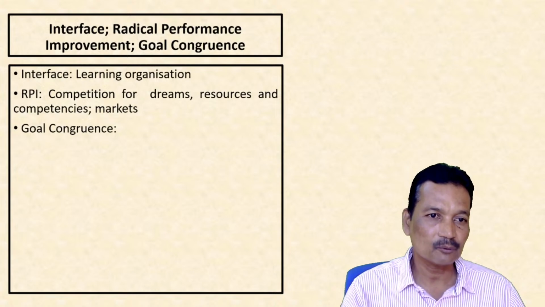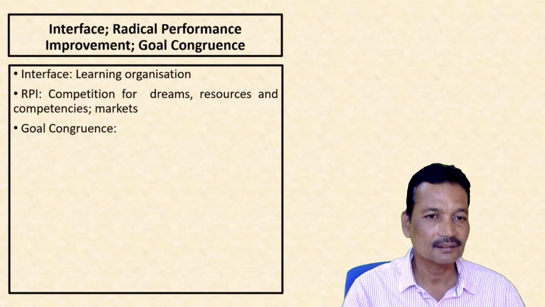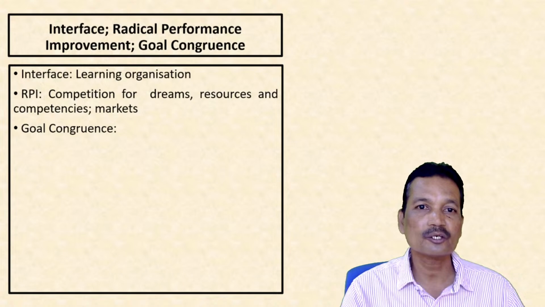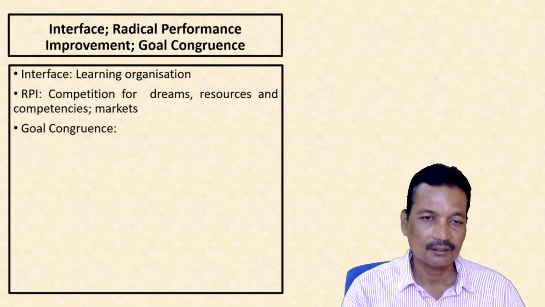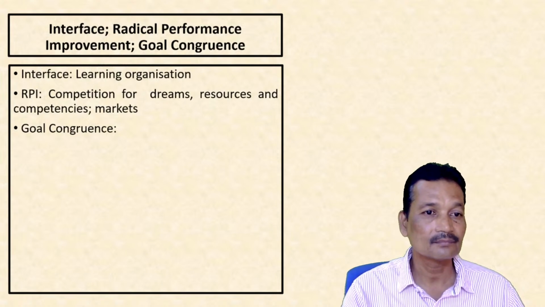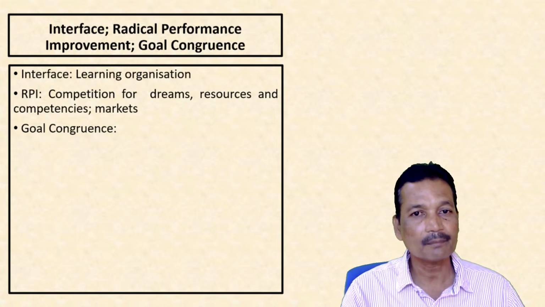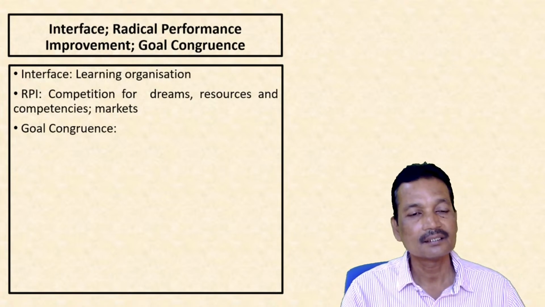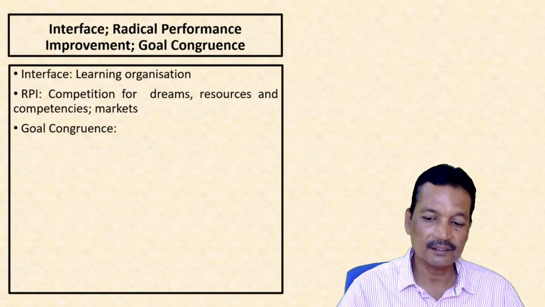When talking of radical performance improvement, we try to compete for dreams, resources, and markets. So every organization always tries to move to the top of the ladder. Top of the ladder means how it can become the best. So we dream about having the best resources or having core competencies, like engines by the Honda company, or becoming the market leaders. Now, when we combine our MCS, management control system, with this particular strategic planning, we converge to our goal of the organization.